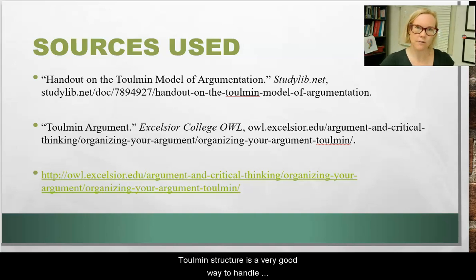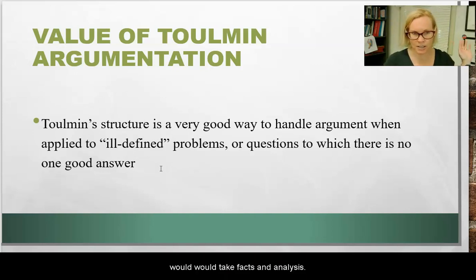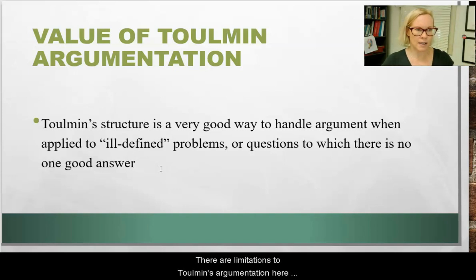First, let's talk about the value of Toulmin argumentation. Toulmin structure is a very good way to handle argument when applied to ill-defined problems, or questions to which there is no one good answer. So an example might be, what is a solution to homelessness? Many possible solutions. There's no one good answer. To argue for one solution would take facts and analysis.